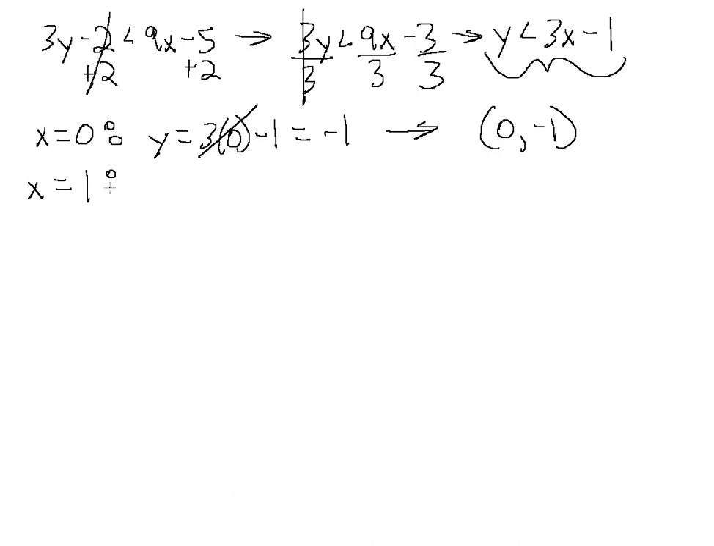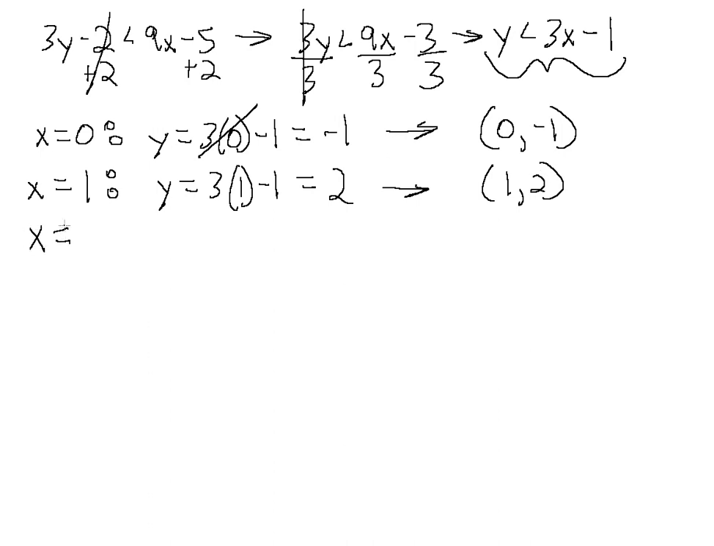We have x equals 1. So y equals 3x, so 3 times 1 minus 1. 3 times 1 is 3. 3 minus 1 is 2. So we have our second point of (1, 2). Let's go ahead and get a third one.